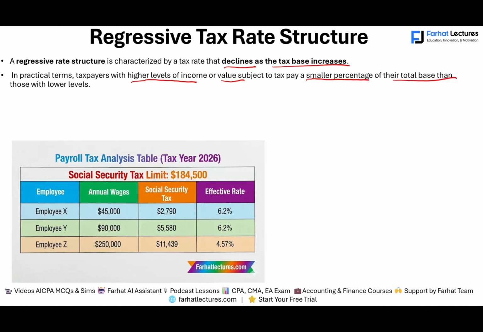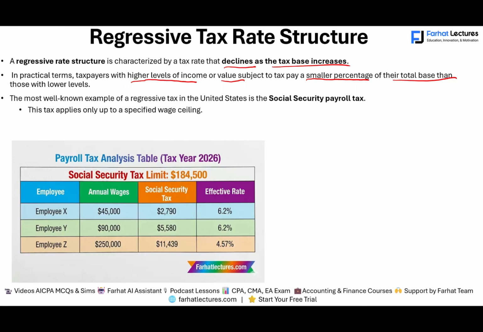Now, do we have any sort of regressive tax system? Yes, our Social Security payroll system is regressive. Why? Because when it comes to Social Security, you pay Social Security tax up to a certain amount. For example, in 2026, you pay Social Security up to $184,500. Keep in mind, this number will change from year to year. Once that ceiling is reached, no additional tax is imposed above that limit.